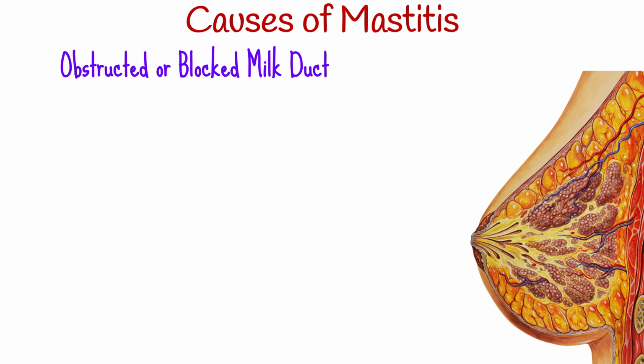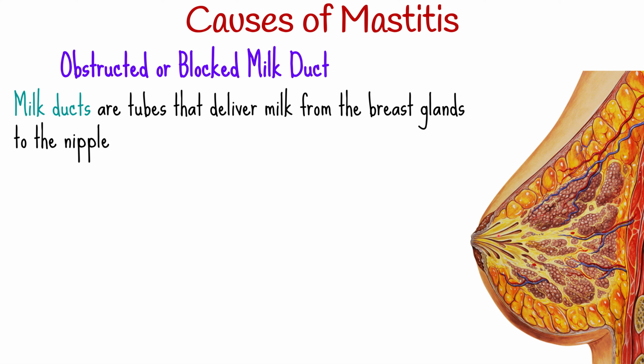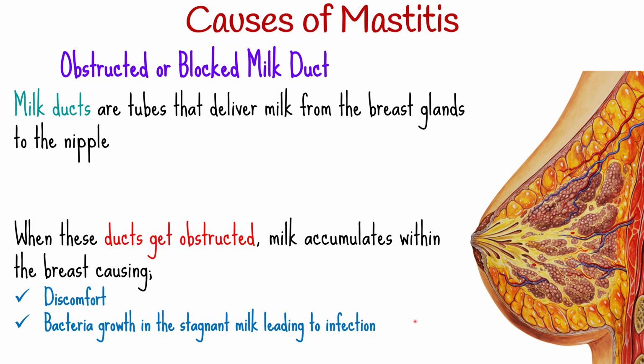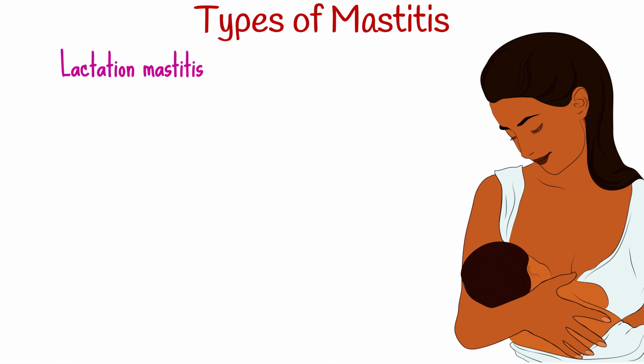And the second cause of mastitis is obstructed, or blocked milk duct. Milk ducts are tubes that deliver milk from the breast glands to the nipple. When these ducts get obstructed, milk accumulates within the breast, causing discomfort and bacteria growth in the stagnant milk, leading to infection.